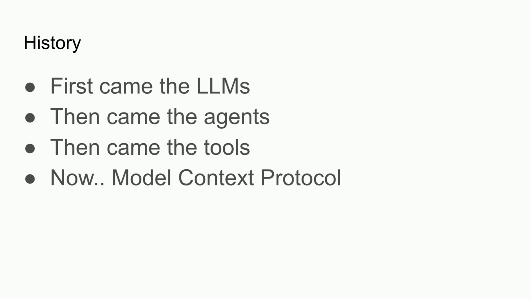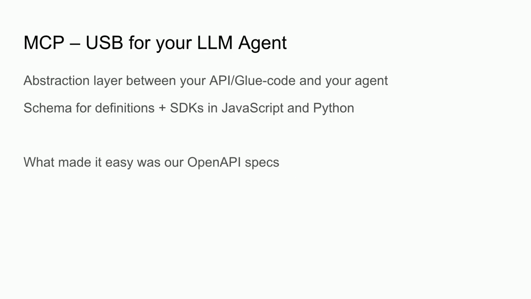Last November, Anthropic said, what if we define some structure around that? So they proposed the Model Context Protocol. It's been accepted across the board at this point, so a lot of models have been trained and are now aware of being able to define MCPs. They describe it as USB for your agentic model. Basically, it provides an abstraction layer.